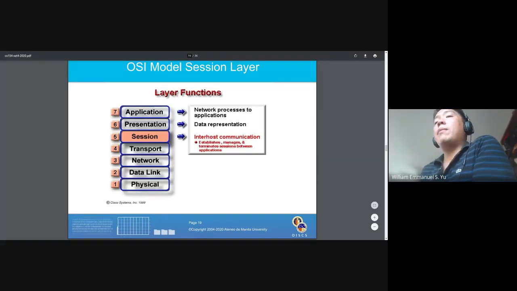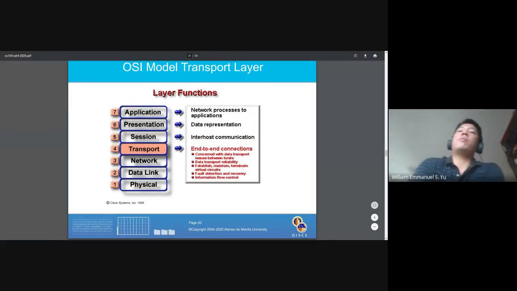So for example, for web surfing, HTTP is the protocol that's used to define web surfing. That's the application layer protocol for web surfing. SSL is like a session layer protocol that ensures that the communications between you and that website is secure. Okay? Then we move on to transport layer protocol.